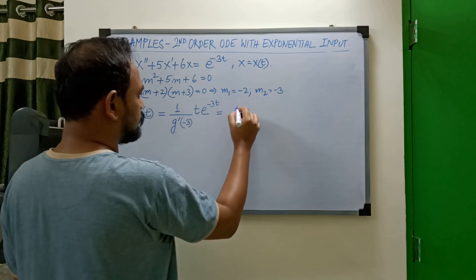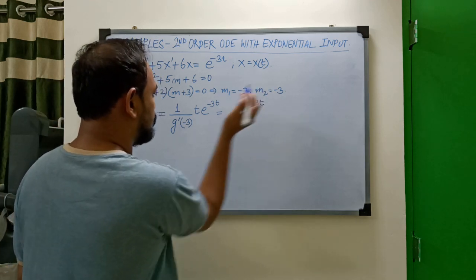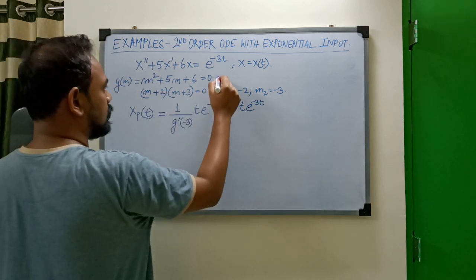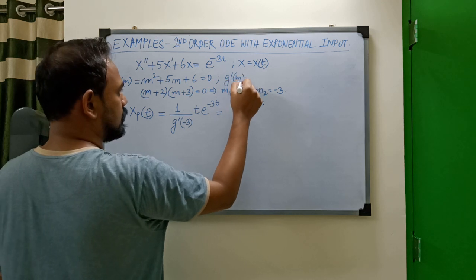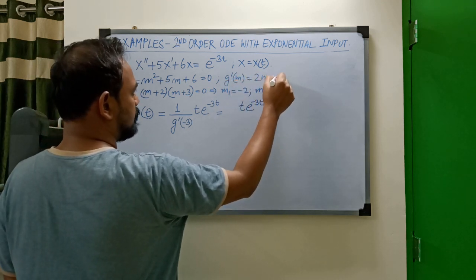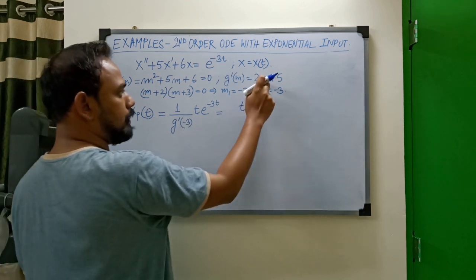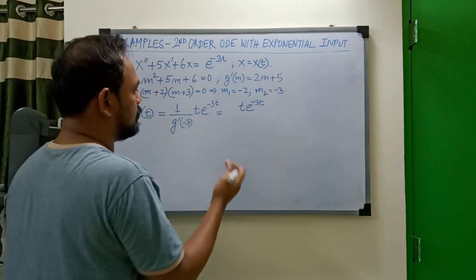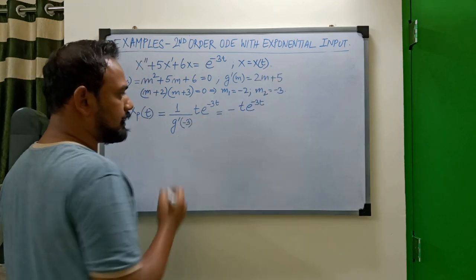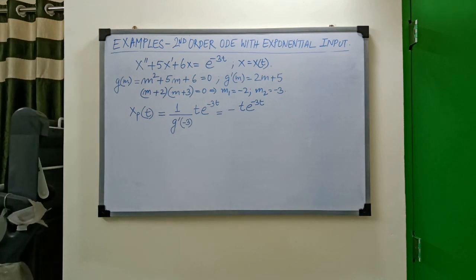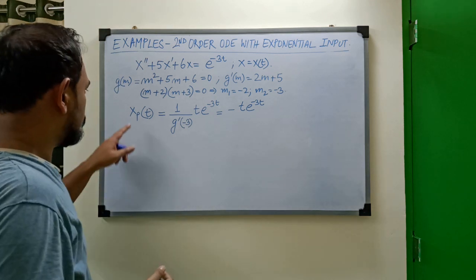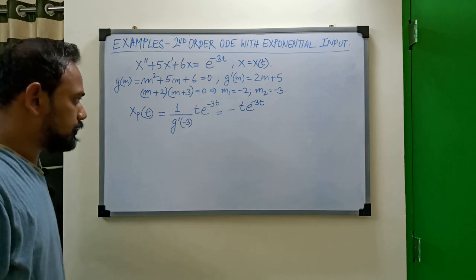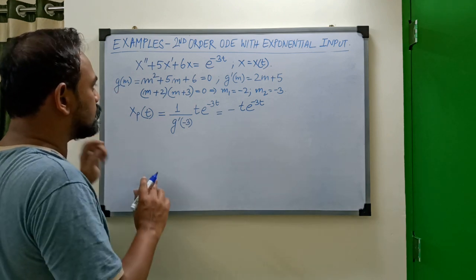If I can work this out, I have t e to the power minus 3t up here in the numerator. The differentiation of g is 2m plus 5, but at minus 3, if you put minus 3 here, you get minus 6 plus 5, which is minus 1. So this is divided by minus 1, which is really minus t e to the power minus 3t. I hope that is clear. So that's the particular solution. But what is the full solution then? What is the general solution, as we called it?